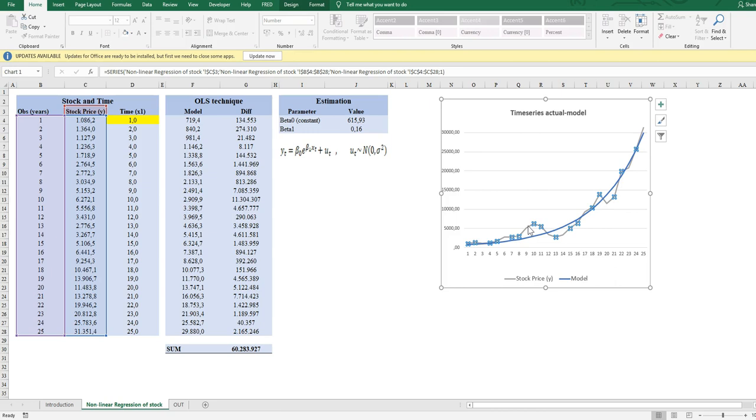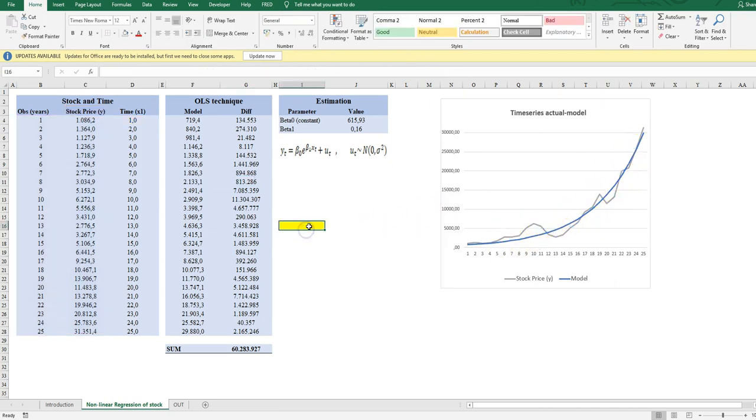And this can be done by the non-linear regression technique. So we build a functional relationship that takes into account the supposed exponential relationship in the actual time series, and then we fit. And the model I use is this one.